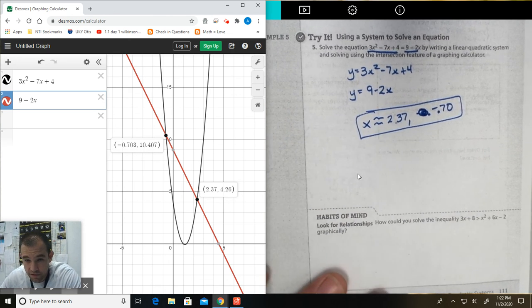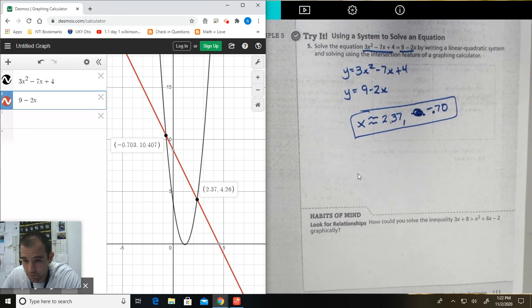So, Desmos is a lifesaver. Desmos is your friend. When in doubt, graph each equation and find where they cross.